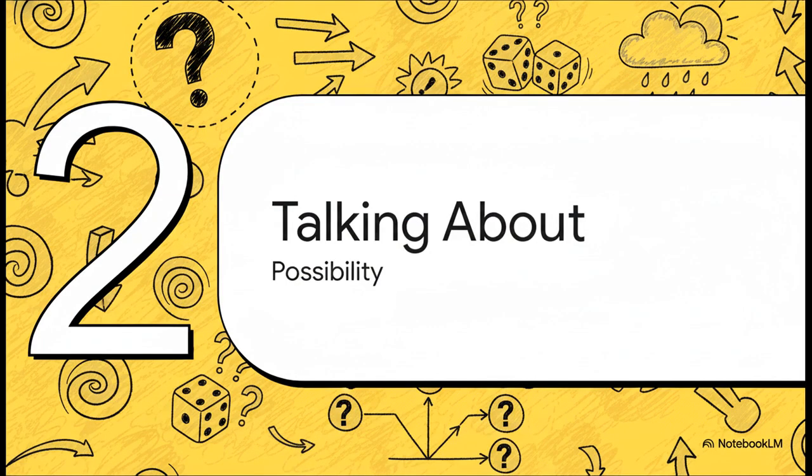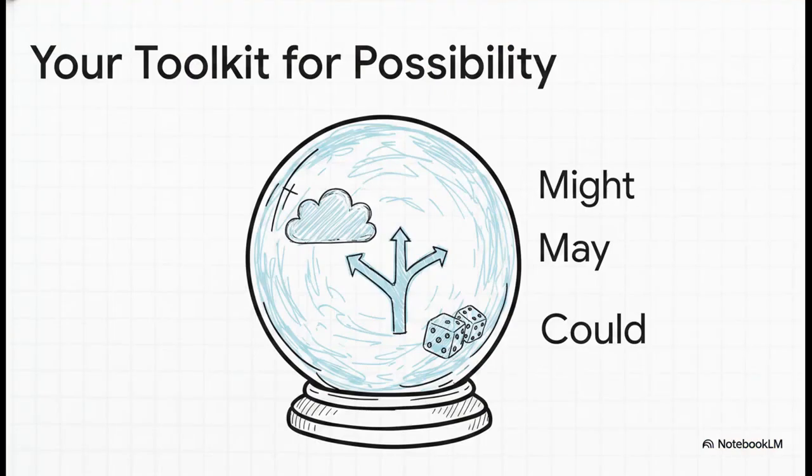All right, let's switch gears. We're moving from giving advice to talking about possibility. This is for all those things in life that aren't 100% certain. It's how we talk about probability and chance. For this job, your toolkit includes might, may, and could. You're going to use these when you think something is possible, either now or in the future, but you're just not totally sure about it.